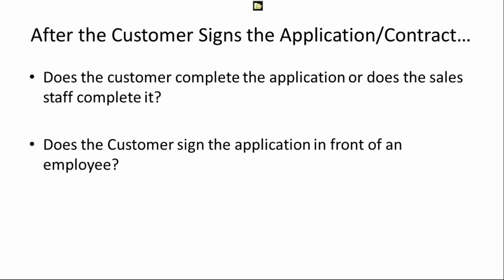So after your customer signs the application and the contract, does your customer complete the application or contract, or does somebody in your staff, the sales staff, somebody else do it for them? Let them do it. If you notice that it's the same handwriting on all the applications or all the contracts, you probably need to let them do that and find out who's doing it on your behalf, because that could come back to bite you down the road.